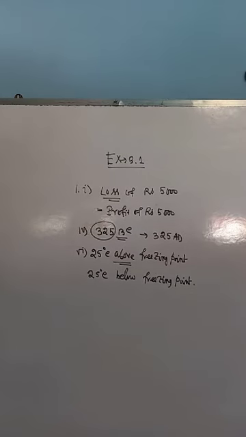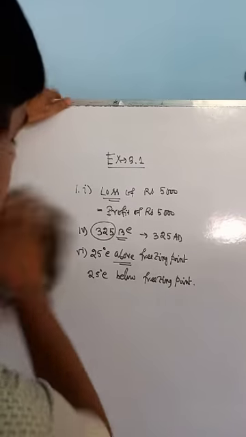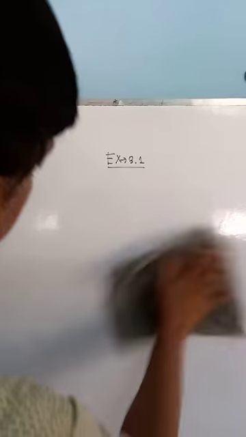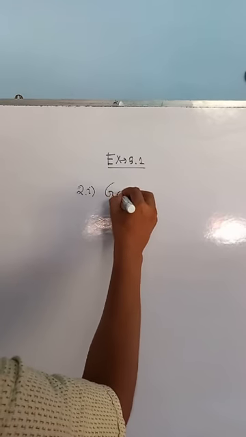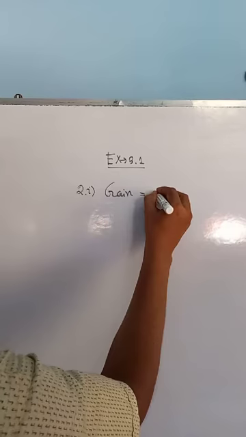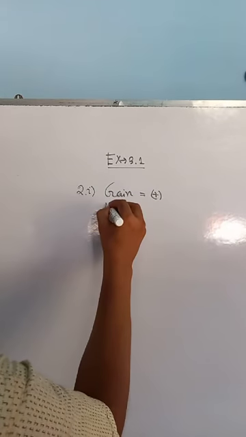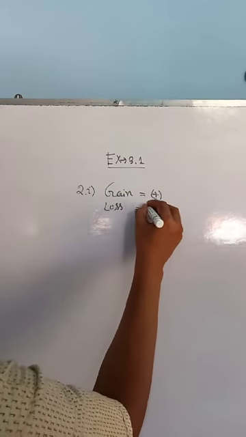Okay. So now plus or minus sign. Question number 2 says: write each of the following using the appropriate plus or minus sign. Suppose you know that gain will be denoted by plus, loss will be denoted by minus.